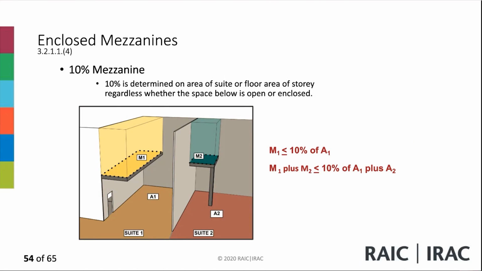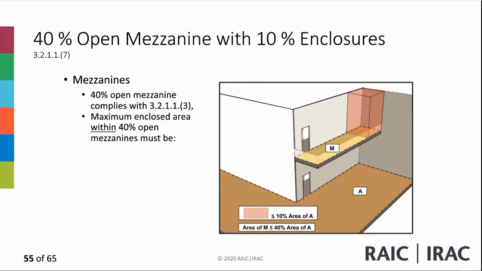The 10% is determined on area of suite or floor area of story, regardless whether the space below is open or closed. So we need to look at both of them. And the 40% open mezzanine complies, and the maximum enclosed area with a 40% open mezzanine must be less than 10% of open area of the room. Walls must not block the view. So when we have open mezzanines that are permitted, we have permission for having 10% of the area of the mezzanine enclosed, as long as that area does not block the view of the rest of the mezzanine.